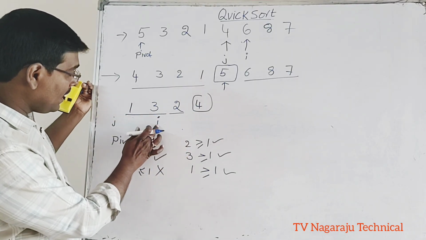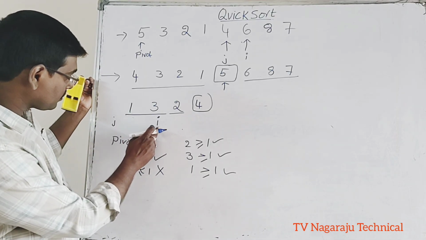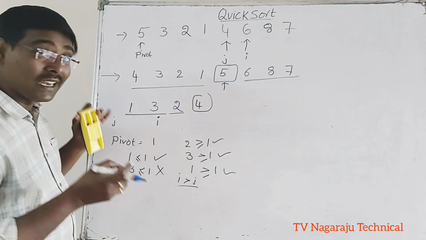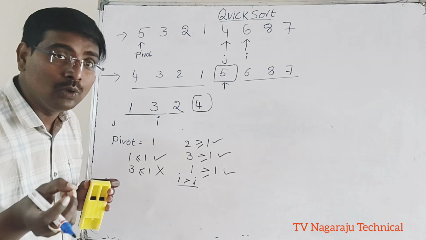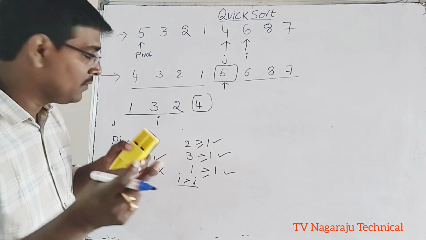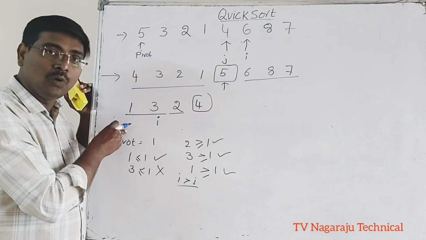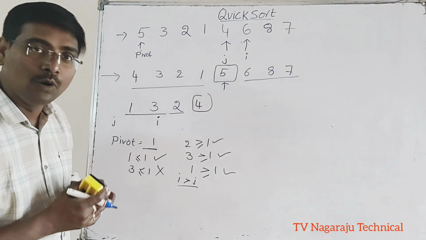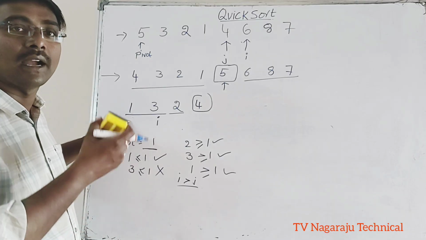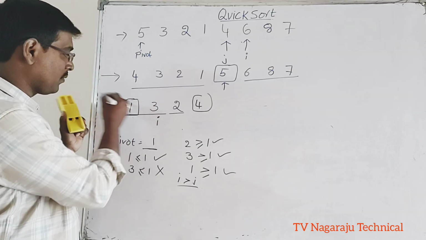What happened? I is greater than j. Here, observe, I is greater than j. Whenever I is greater than j, what do you need to do? Swap A of j with pivot. Actually, what is A of j? Here we are stopping here. A of j is 1. Pivot is also 1. We are stopping here only according to the while loop. Both are 1 and 1. So this part is fixed.